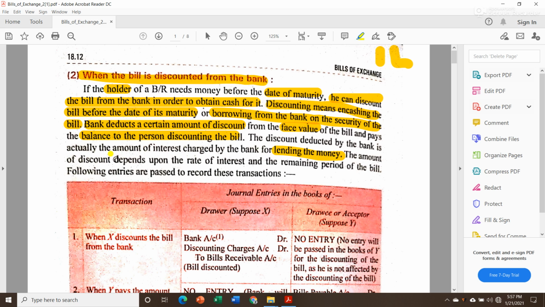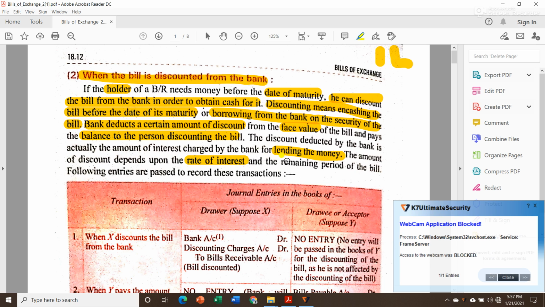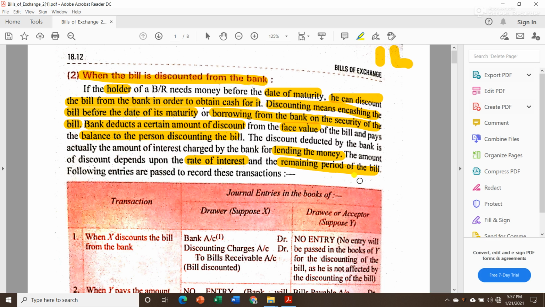Now the 10,000 or 10% is nothing but the amount of interest that the bank charges for giving the money. The amount of discount depends upon the rate of interest of the bank. It is not actually fixed by anyone else. And the remaining period of the bill is also used to calculate the amount of discount. That we will see with the help of an illustration.